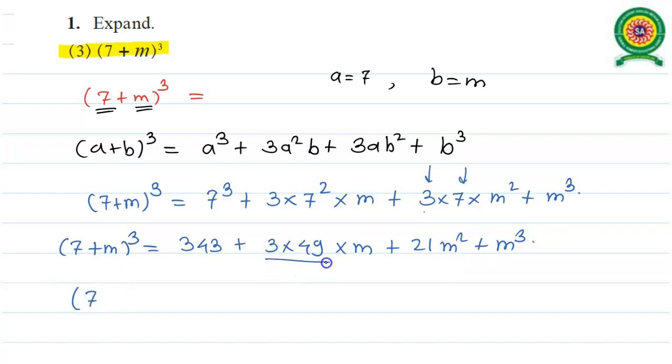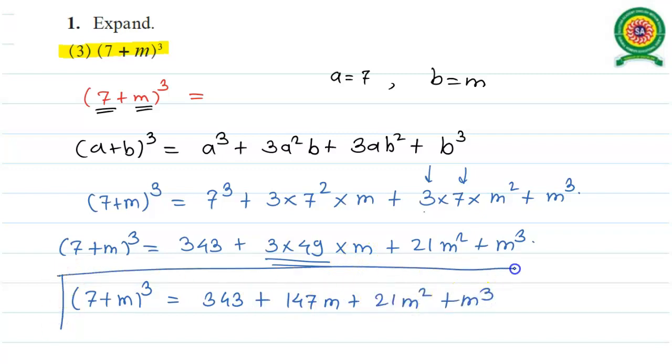Try to simplify now this multiplication. 49 into 3 we have 147. So (7 plus m) the whole cube is equal to 343 plus 147 into m as it is plus 21 m square plus m cube. So this is the expansion for (7 plus m) the whole cube.